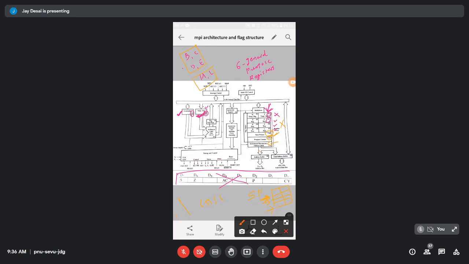See these 2 blocks. It is the higher order address bus A8 to A15. This one is the multiplexed bus. What do you mean by multiplexed?